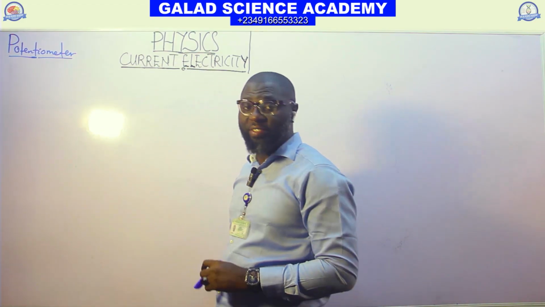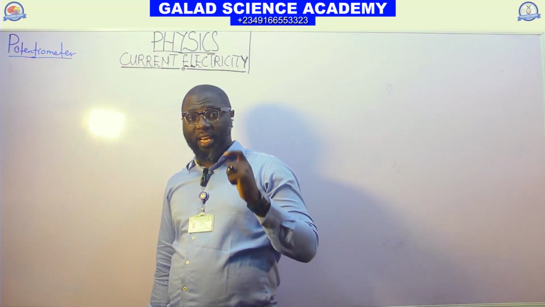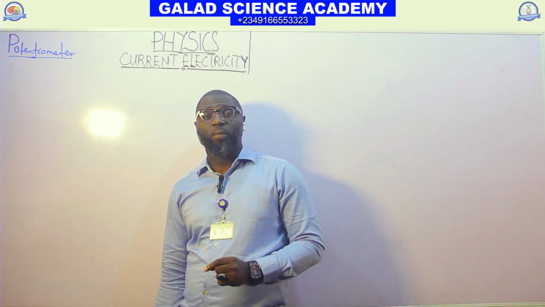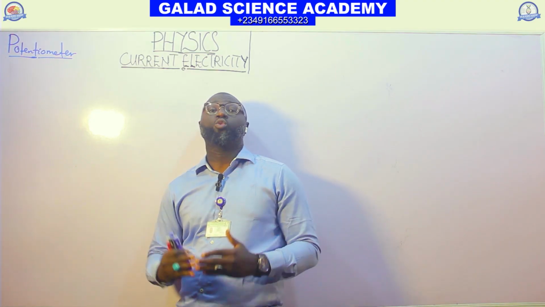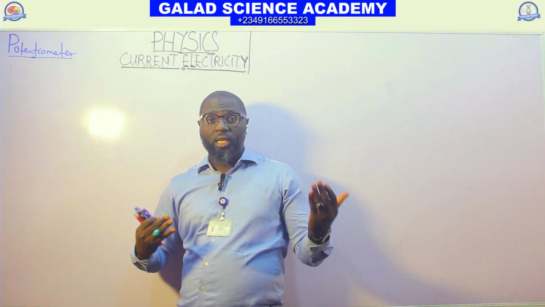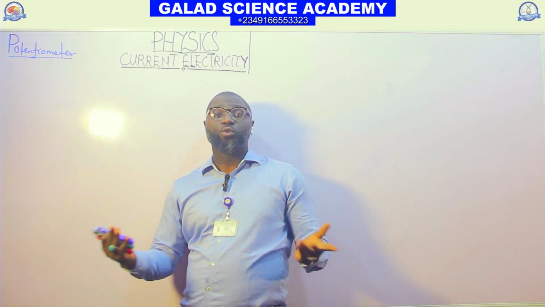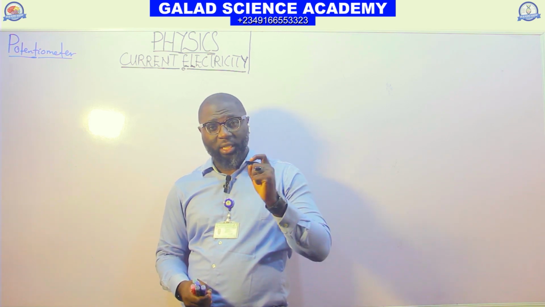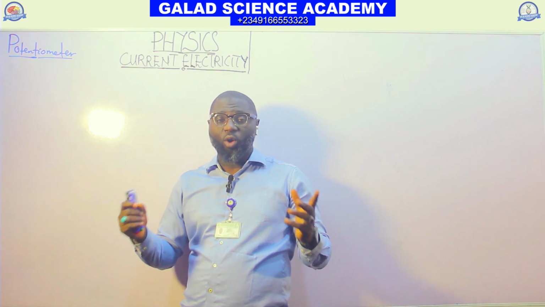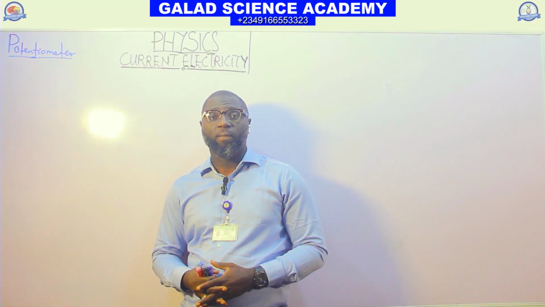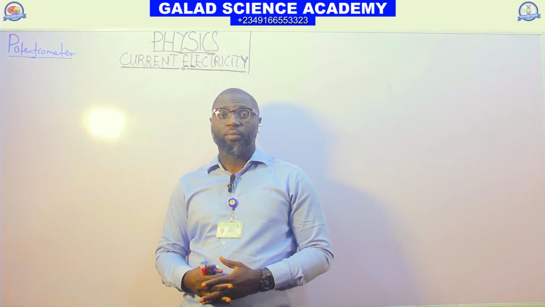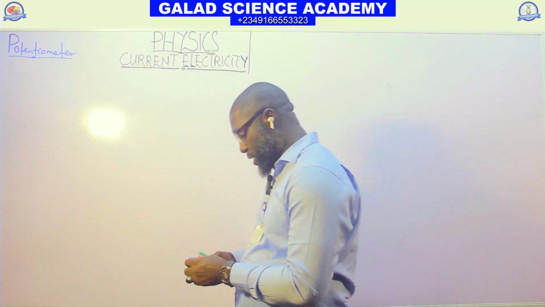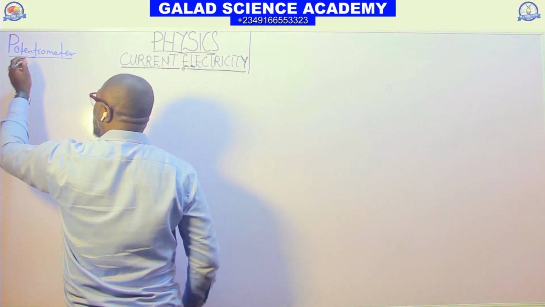A potentiometer is an electrical device that is used to measure the EMF of a cell, or we can use it to compare the EMF of two cells. And we can also use a potentiometer to determine the internal resistance of a cell or battery. So let me write it down. Potentiometer.